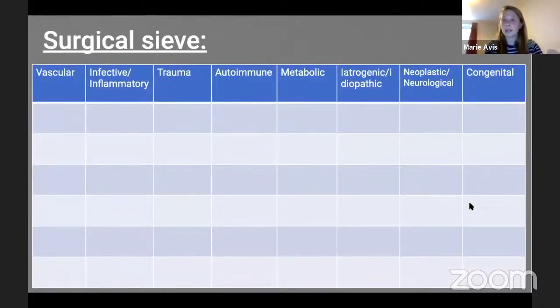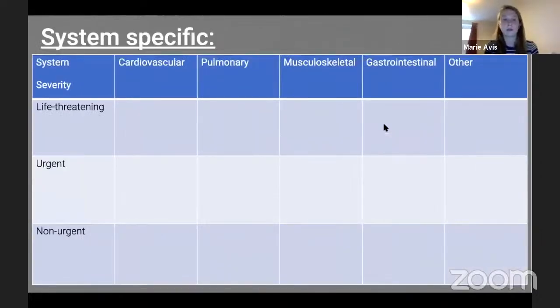So I've made a couple of tables for you guys to use. This one's one for surgical sieve, and there'll be a link to them below so you can download them and use them. But like I said, you can just fill these out. And then there's a system specific one.